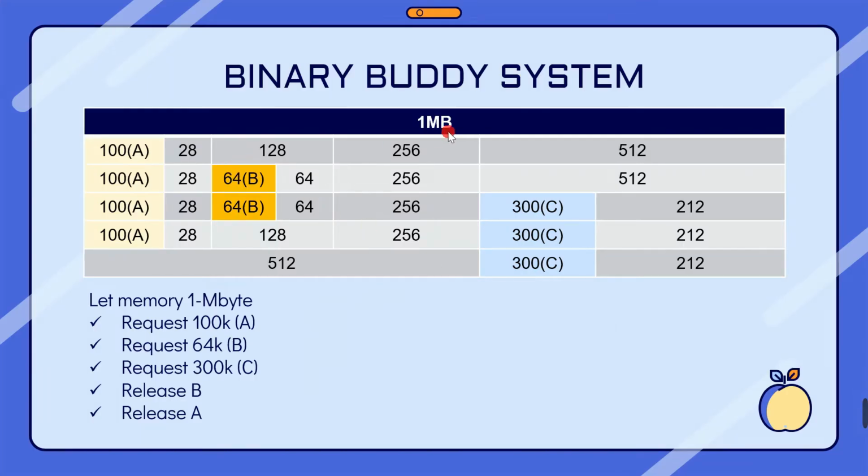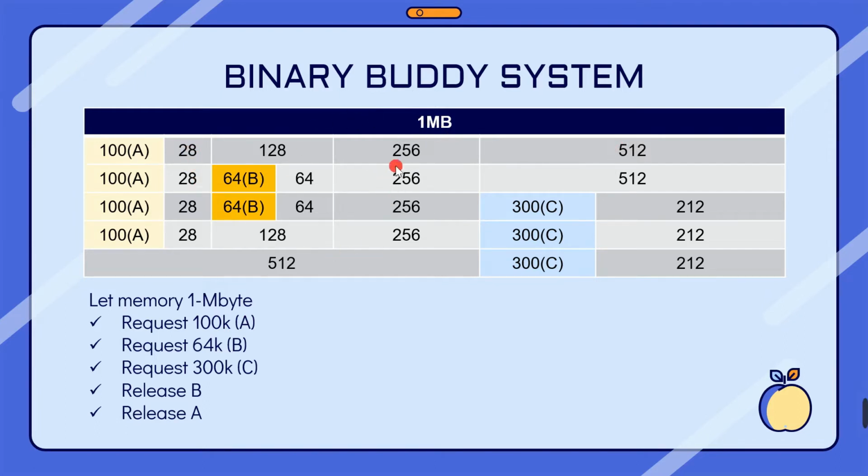Okay, here I will show the binary buddy system. Okay, for the binary buddy system, first of all, we will let memory be 1 megabyte. So process A requires 100 kilobytes. Okay, from the 1 megabyte, we will split into 2 parts, 512 kilobytes each. So now we focus on the left side first.